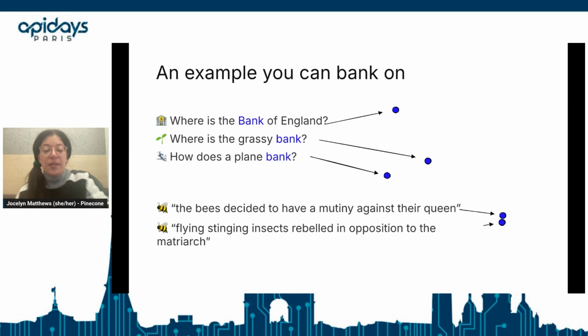Now, I'd like to draw your attention to the bottom of the slide where we have two more phrases. The first is, the bees decided to have a mutiny against their queen. The second is, flying, stinging insects rebelled in opposition to the matriarch. And there's not a lot of repetition there, but you can see that the two vectors are landing quite close to each other. And that's because these bottom two sentences are saying the same thing, they're just using different words. So again, the embedding models are extracting the semantic meaning, and this is what is going to be really exciting when you go ahead and use it.